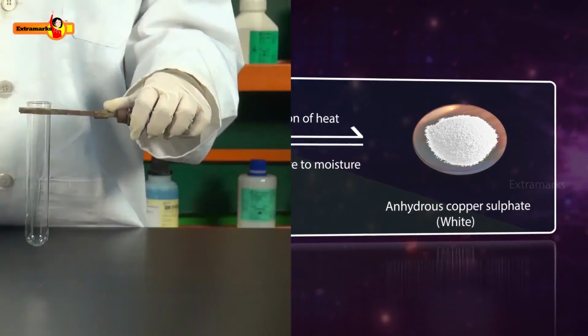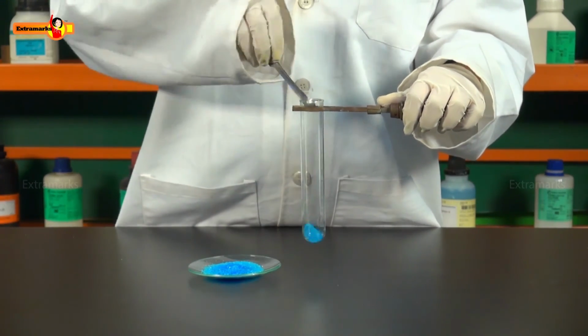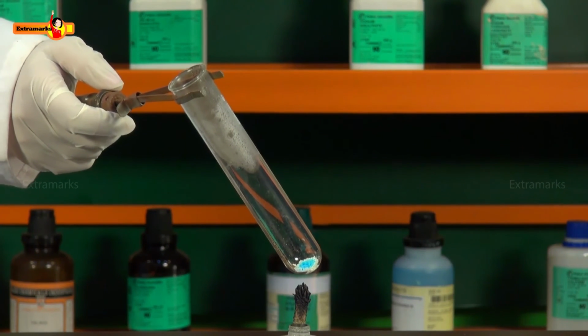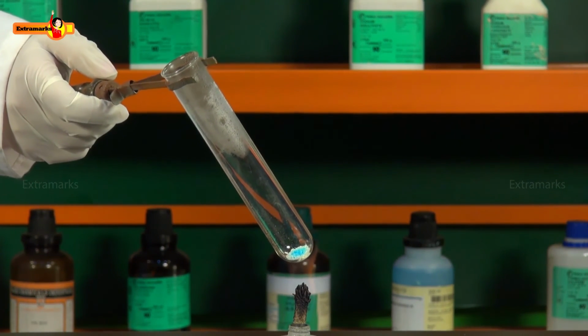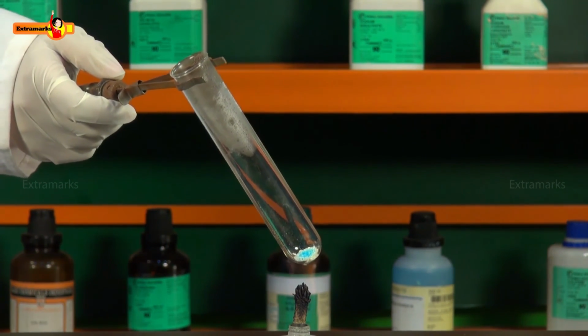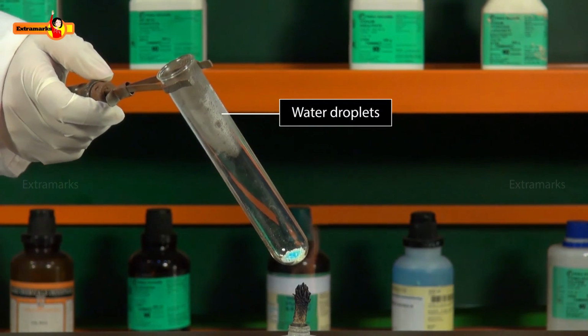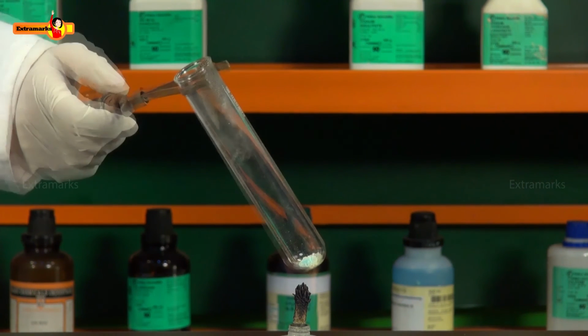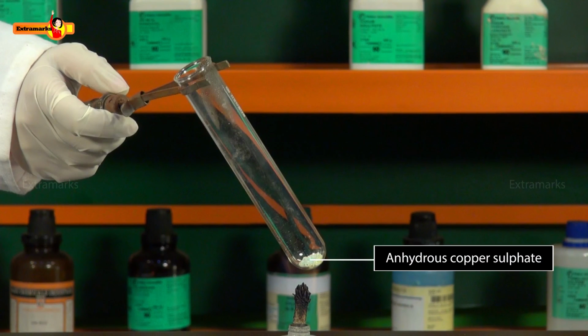Let's see how. Take some copper sulfate crystals in a dry test tube and heat them. Did you notice any change? Yes, the blue crystals slowly turn into a white solid. Water droplets appear on the cooler parts of the test tube. This white solid is anhydrous copper sulfate.